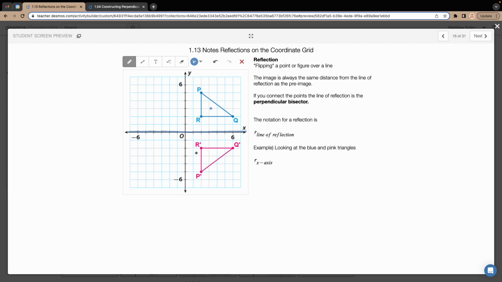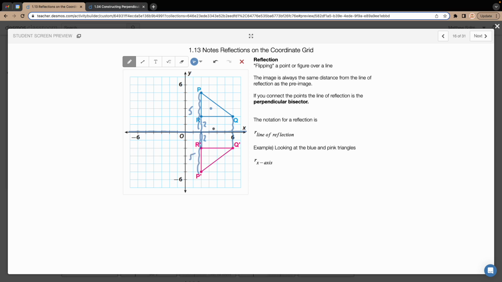Well, we want to be the same distance from the line of reflection. So if R is 1, 2 away, we're just going to go 1, 2 to the other side. Q is 2 away, so we're going to go 1, 2. And then P is 1, 2, 3, 4, 5 away. So I'm just going to go to the line of reflection and go 5 to the other side. 1, 2, 3, 4, 5.